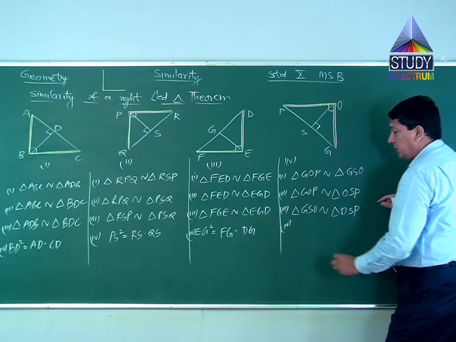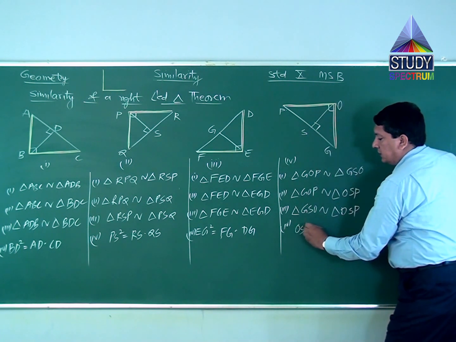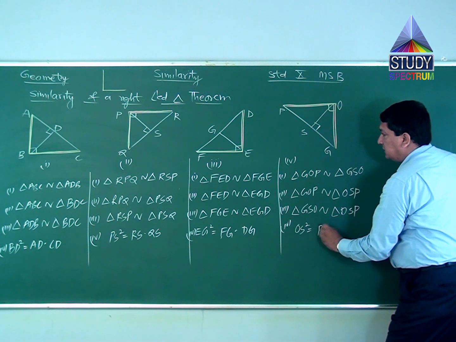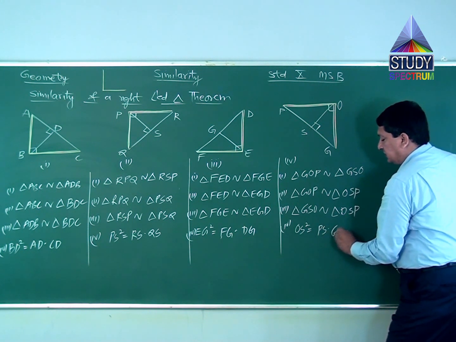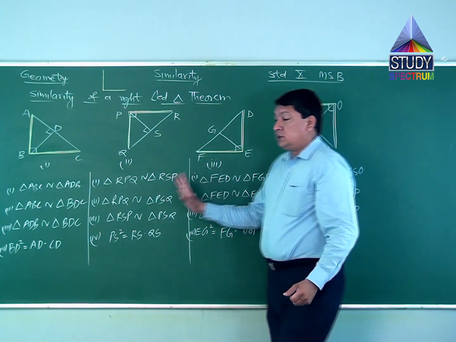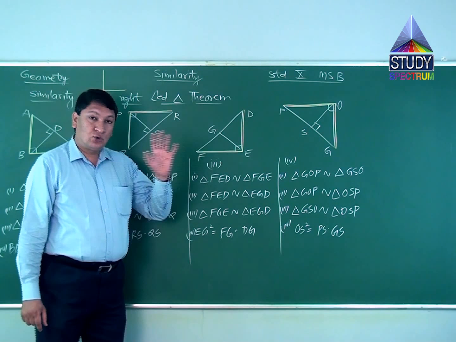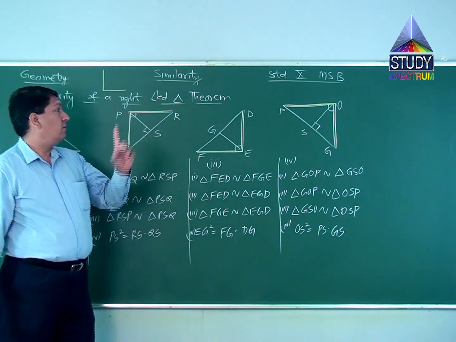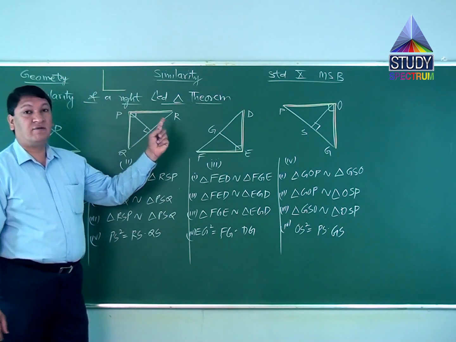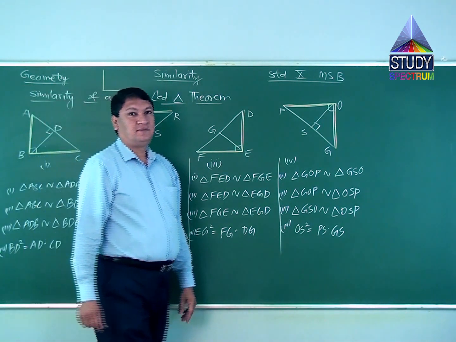We can also apply the geometric mean property, that is OS square is equal to PS into GS. This is called the geometric mean property. So the idea of taking these sums was that you should be very thorough, very clear with the concept of the similarity of a right angle triangle theorem. So we have done practice for four sums.